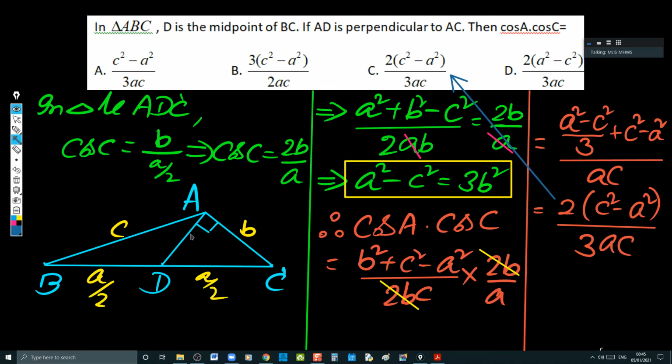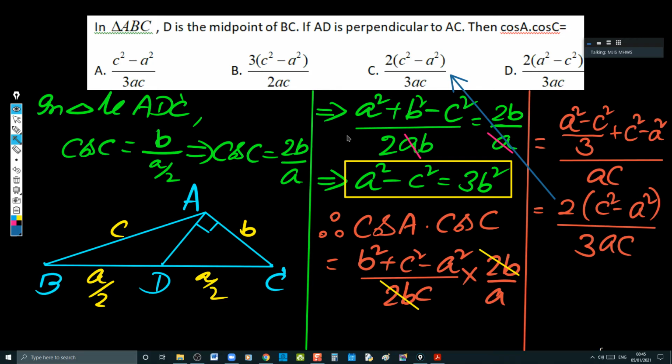So the construction is also important here. Whenever this is given to be 90 degrees, I got the idea of getting cos C here, because cos C is needed here. Cos C is nothing but adjacent by hypotenuse. I wrote cos C here. But in the options, there is no term B involved. So I'm trying to make a relation between A, B, C, and hence I applied the cos C formula, A square plus B square minus C square by 2AB is equal to 2B by A. A getting cancelled, you got A square minus C square is equal to 3B square.